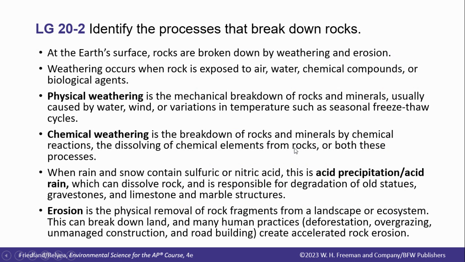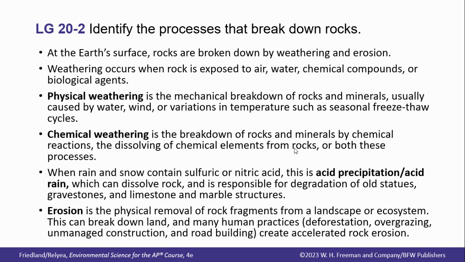Okay, we're on our second standard now. Identify the process that breaks down rocks. At the Earth's surface, rocks are broken down by weathering and erosion. Weathering occurs when rock is exposed to air, water, chemical compounds, or biological agents. We talked about how pioneer species have the ability to break down rocks, usually with acid, and that's what starts forming the soil. Physical weathering is the mechanical breakdown of rocks and minerals, usually caused by water, wind, or variations in temperature, such as seasonal freeze and thaw cycles.